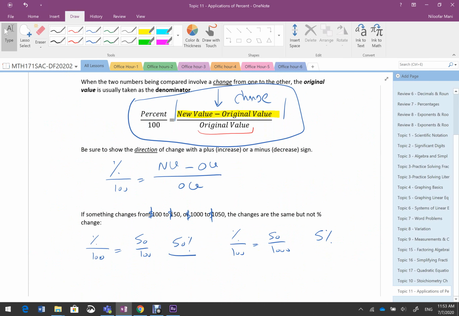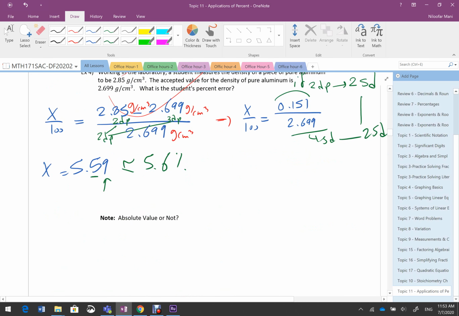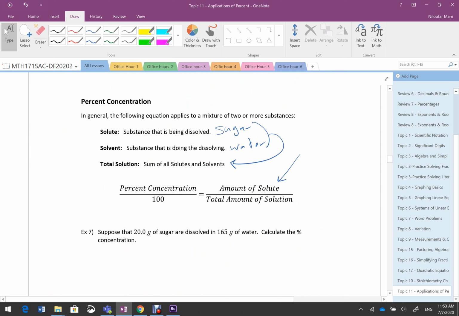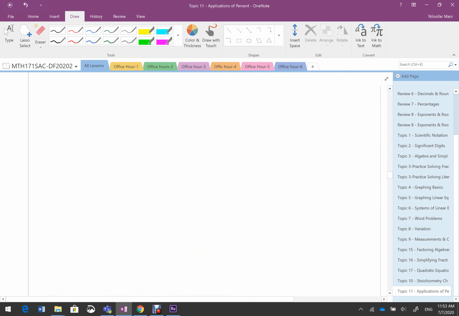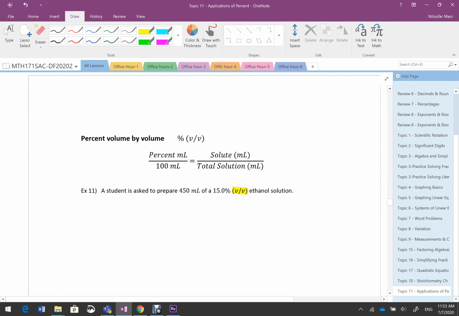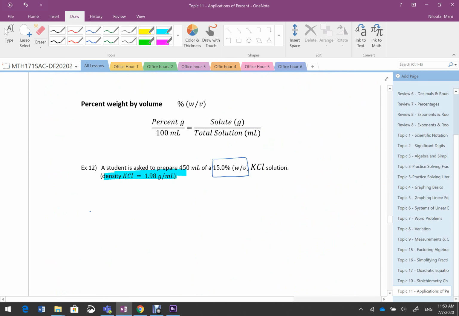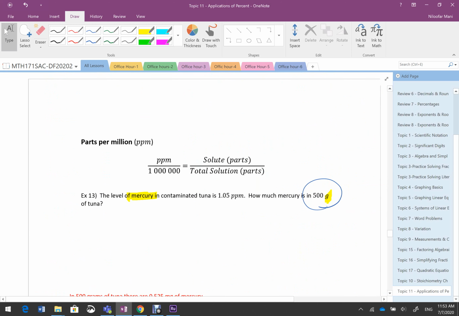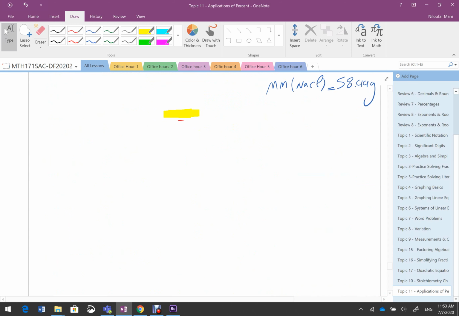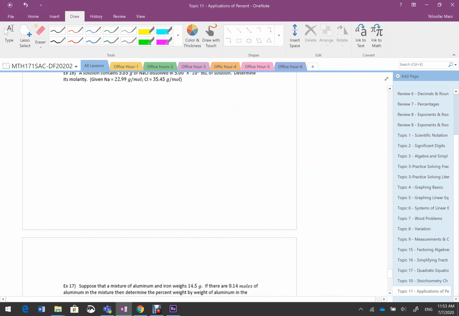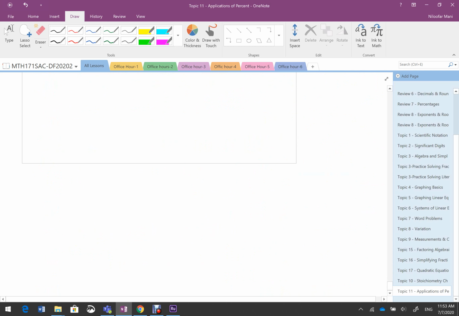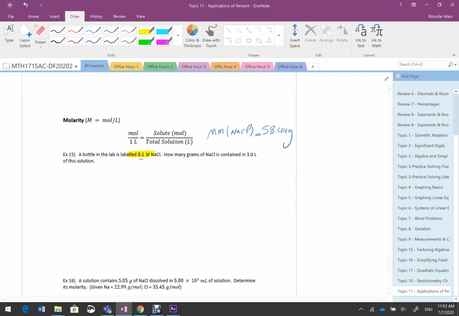Okay, so now I stop here, and I continue in the next video to talk about percent concentration, different types of concentration, like percent W over W, percent V over V, and percent W over V. And then we move to parts per million. And at the end, we'll talk about molarity. We do several questions, and then we are done.